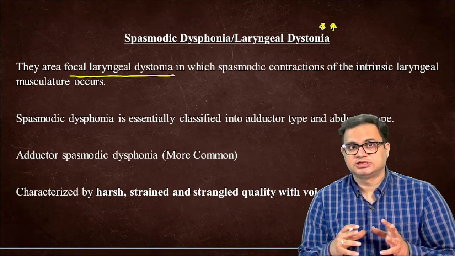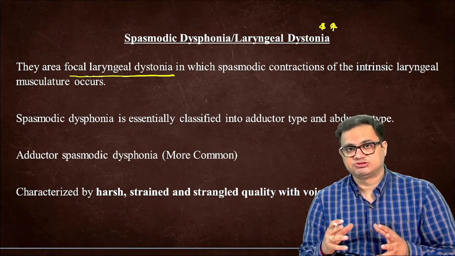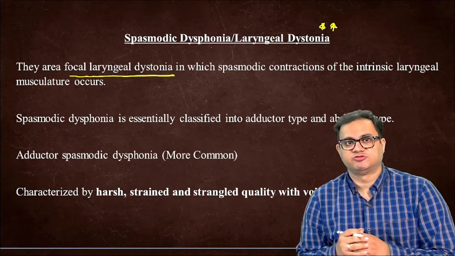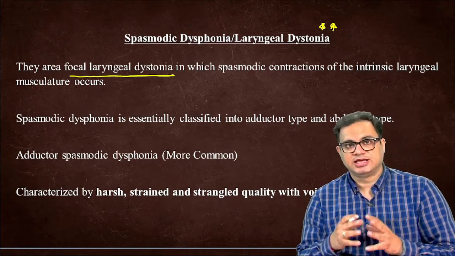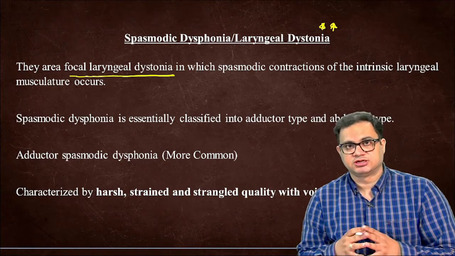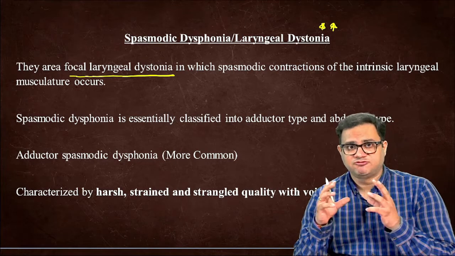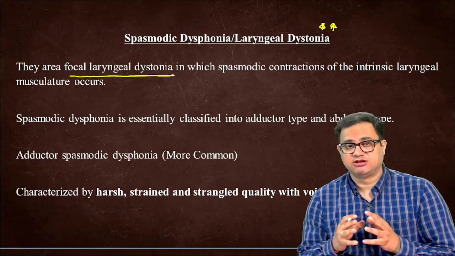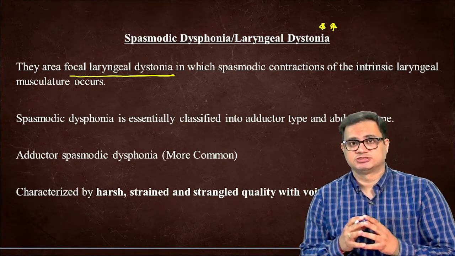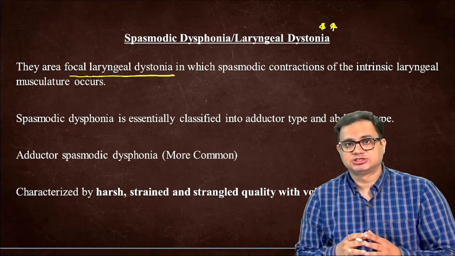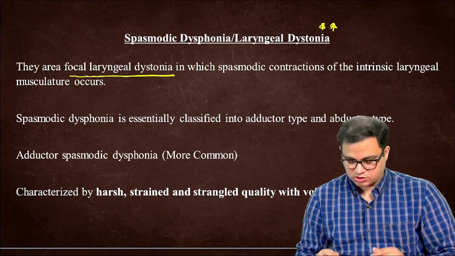So it is basically like a tic on the face. In tics there will be a spasm of a certain group of muscles. Similarly in the larynx, in spasmodic dysphonia, which is also known as laryngeal dystonia, there is a focal laryngeal dystonia in which spasmodic contraction of the intrinsic musculature occurs, the muscles involved in the abduction and adduction of the two vocal cords.